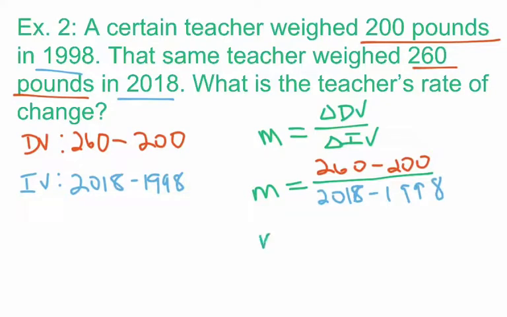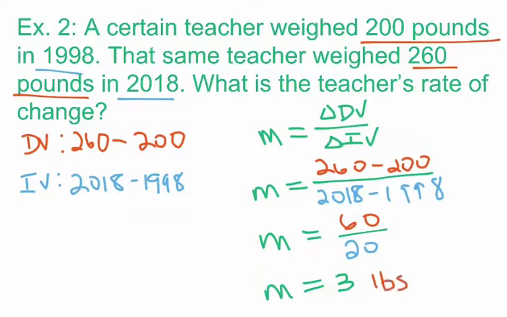So when we do our math here, we have m is equal to 260 minus 200. That's going to give us 60. And for our denominator, we have 2018 minus 1998, which gives us 20. We need to simplify our fraction, and we get m is equal to 3. And we want to label it. Our dependent variable is going to be pounds. So 3 pounds. We can abbreviate pound as LBS. I hope that we know that. 3 pounds per year. So that means that teacher gained on average 3 pounds per year.